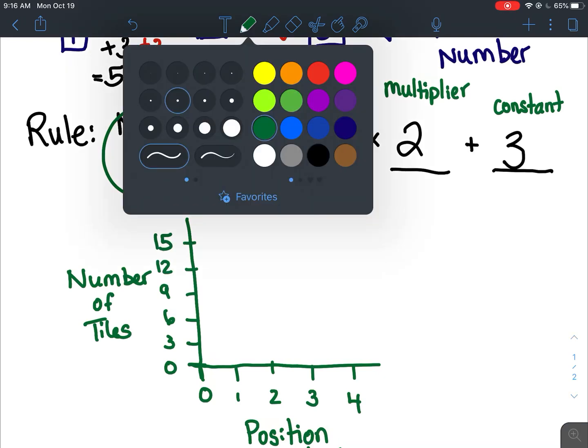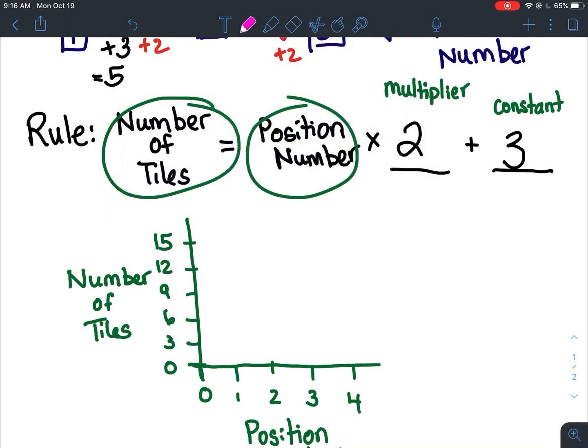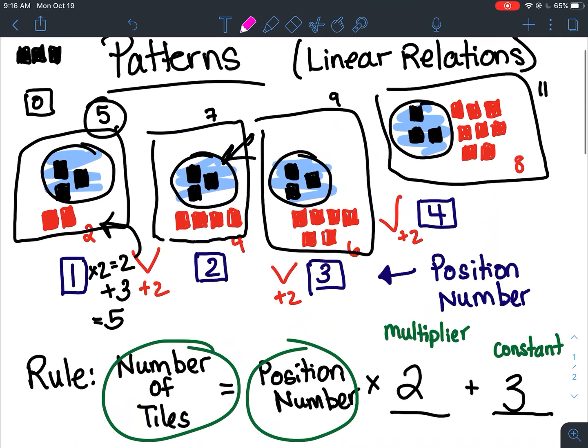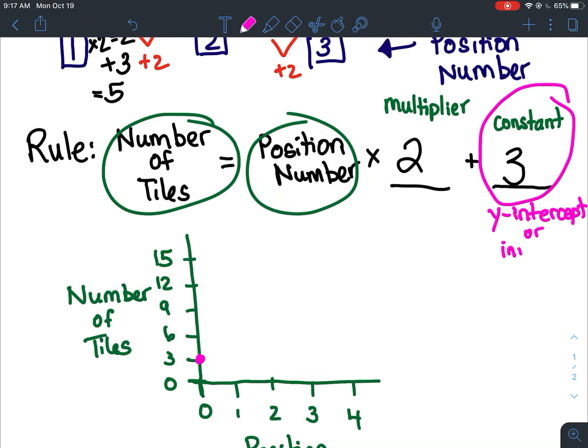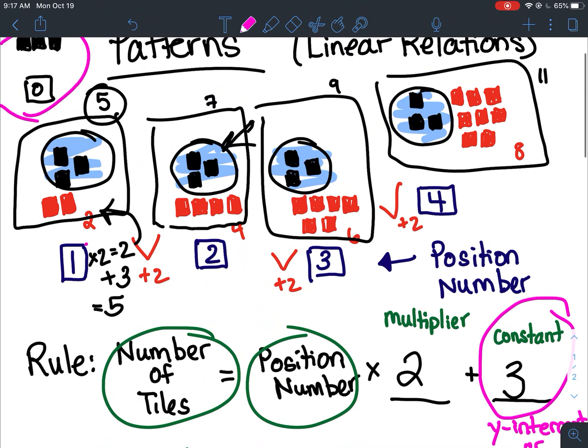Okay, so I made my graph. Now I just have to plot the points. So in position 0, I will have 3 tiles, right? That's my constant, also known as my y-intercept, or I also could call this my initial value. It's my starting amount. Okay, then in position 1, I've got 5 tiles altogether.